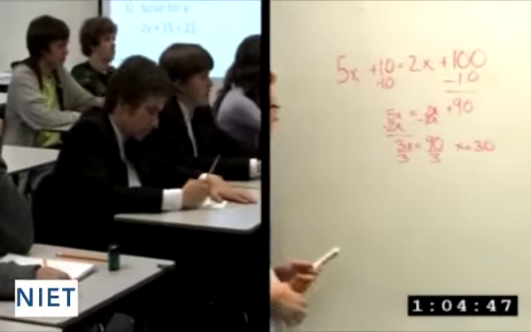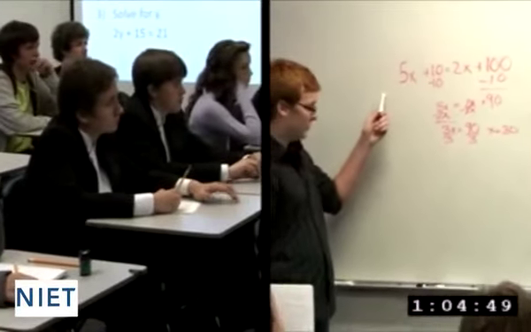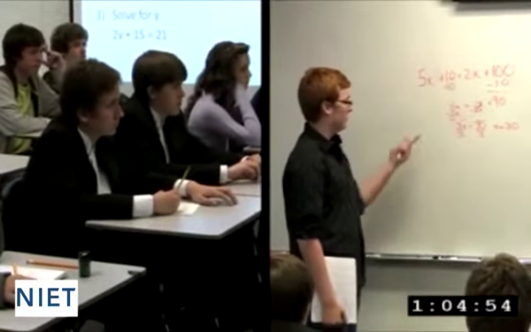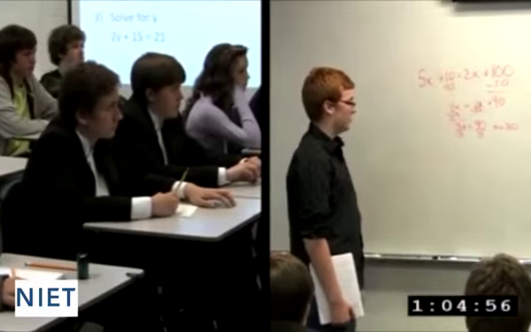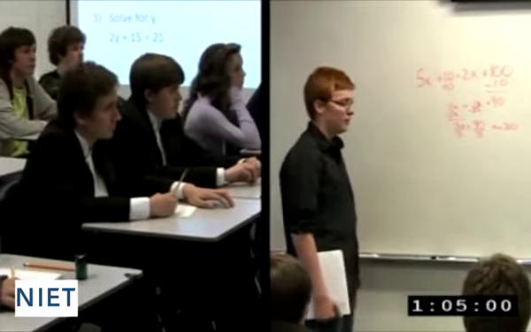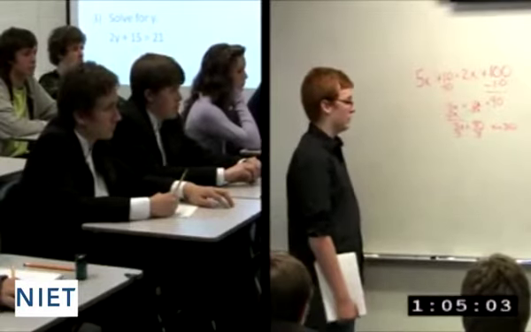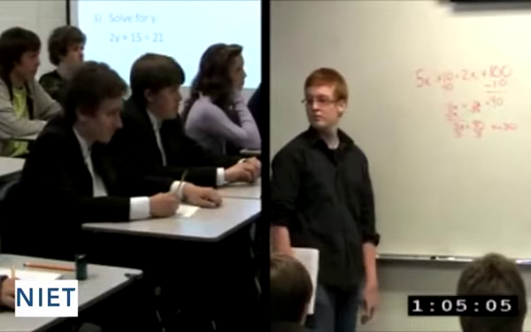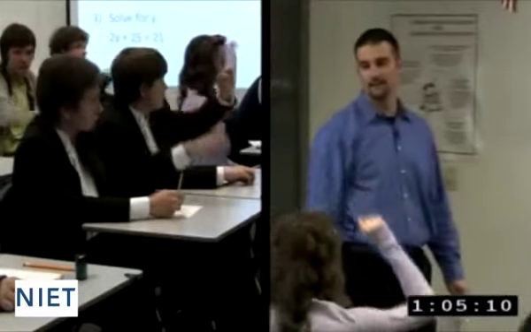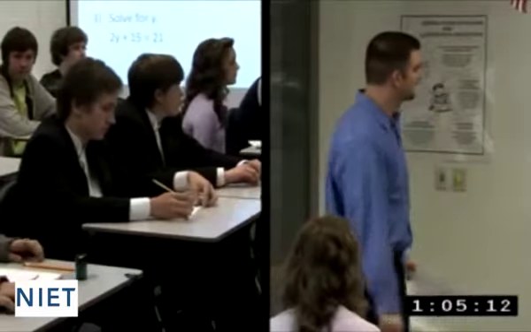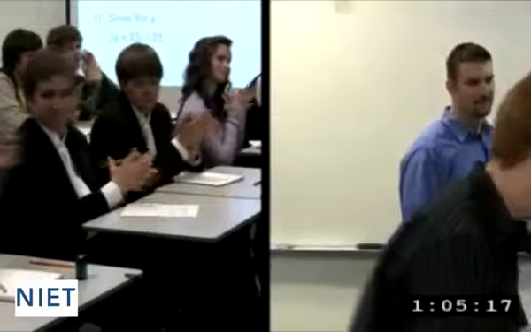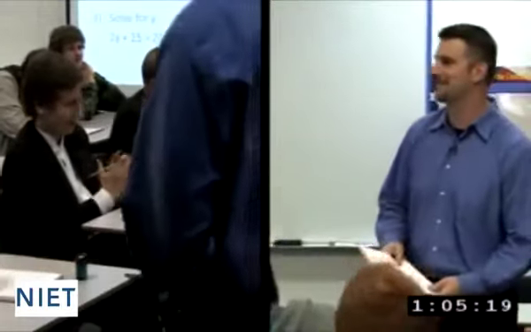What I did was I got it so 5x was by itself, so I subtracted 10 to the 100, and so it was 5x is equal to 2x plus 90. I arrived at 3x is equal to 90. Divide both sides by 3, and therefore x is equal to 30. Looks glorious. How many people had that? Raise your hands if you disagree with that. Everyone agrees. Sounds great. Excellent. What, no applause? Woo!